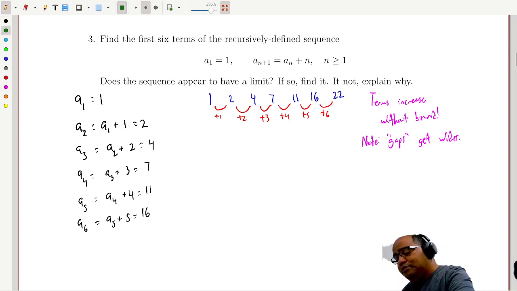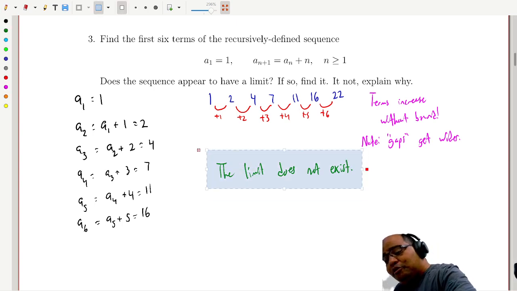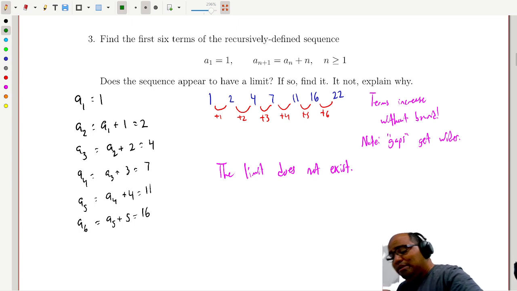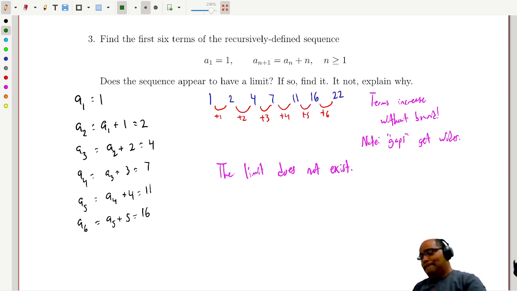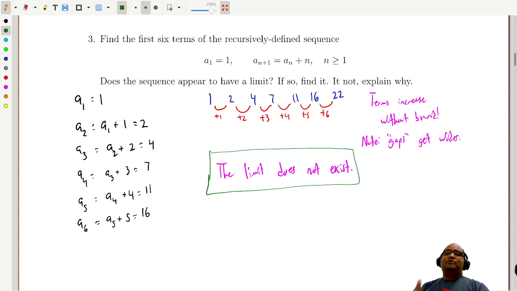So the limit here, watch Mean Girls, the limit does not exist. In fact, just because of that joke, we're going to go ahead and turn that to pink. The limit does not exist. The limit does not exist because these terms will increase without bound. Okay, so that's how we handle recursive sequences.